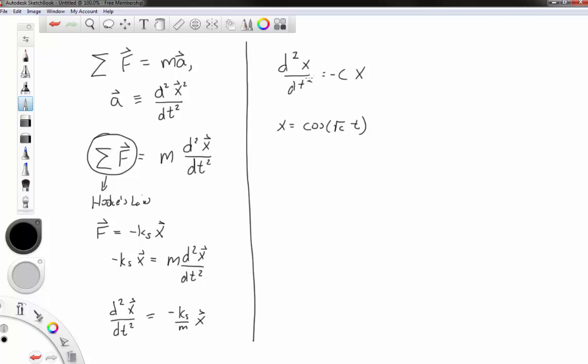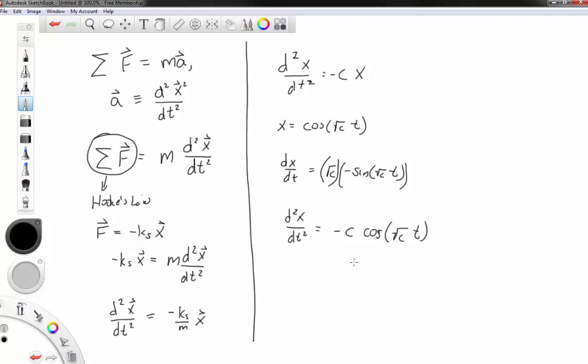Alright, so what would happen if we took some derivatives? Well, what is dx by dt? Take a derivative of a cosine, you end up with a negative sine, the square root of c times t, and you have a square root of c out front. In order to get d squared x by dt squared, we need to take a second derivative. So d squared x by dt squared should be square root of c times square root of c, so that should be negative c. The derivative of sine is a cosine, so negative c cosine square root of c times t.